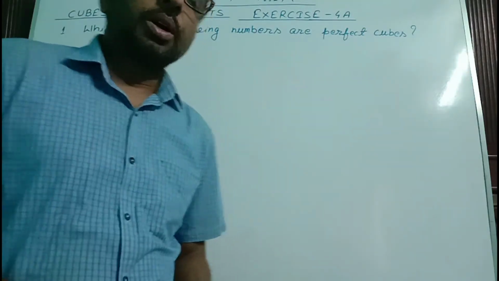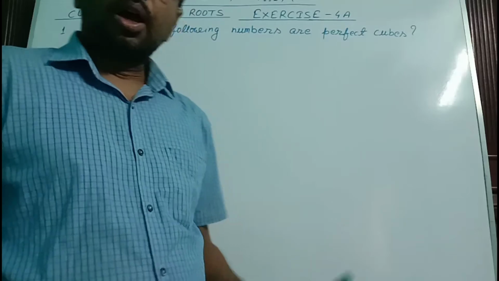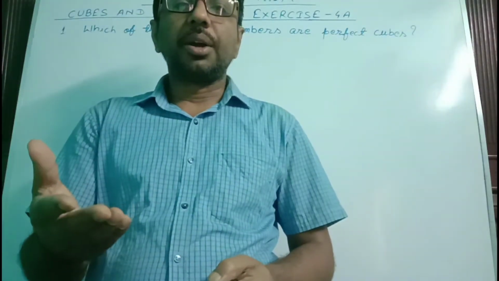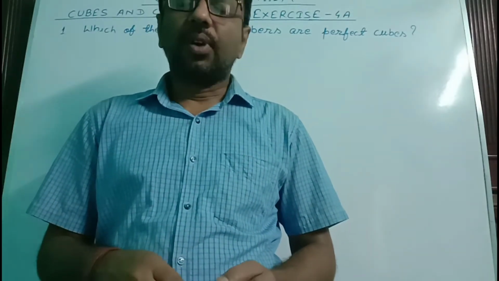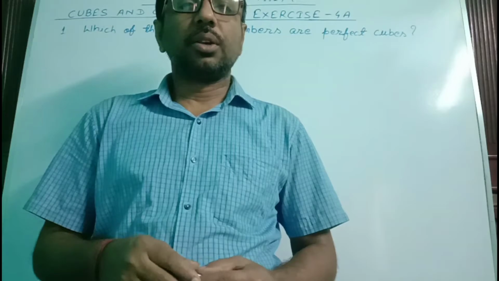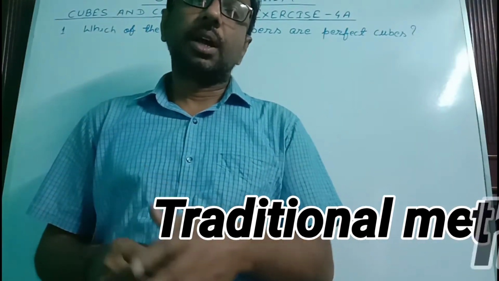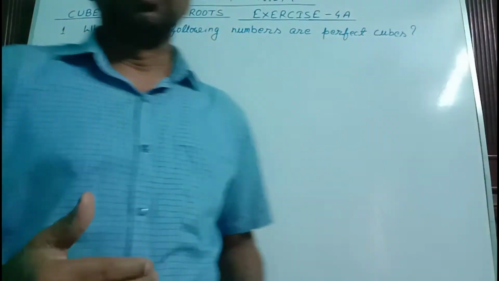In question number 1, which of the following numbers are perfect cubes? After this statement, a few numbers are given and you are asked to identify whether each is a perfect cube or not. For that, we have 2 methods. One is the traditional method, that is based on the prime factorization method, and one new method that today I am going to teach you.